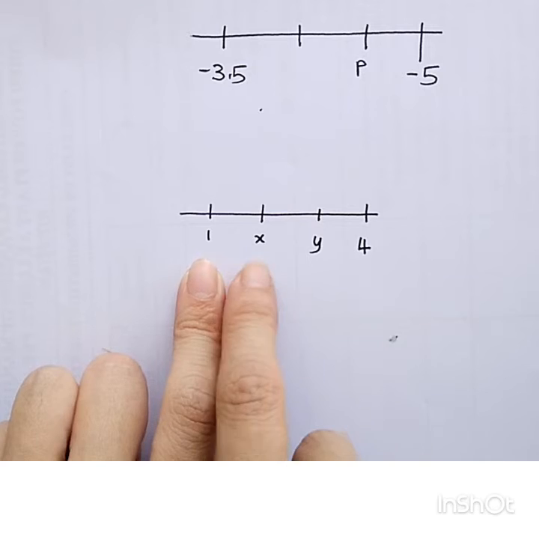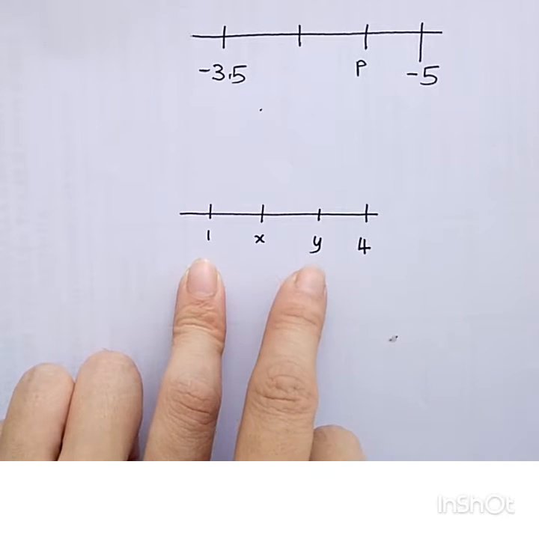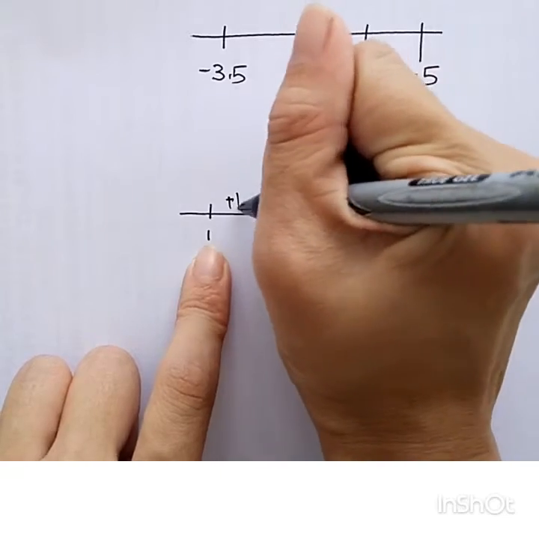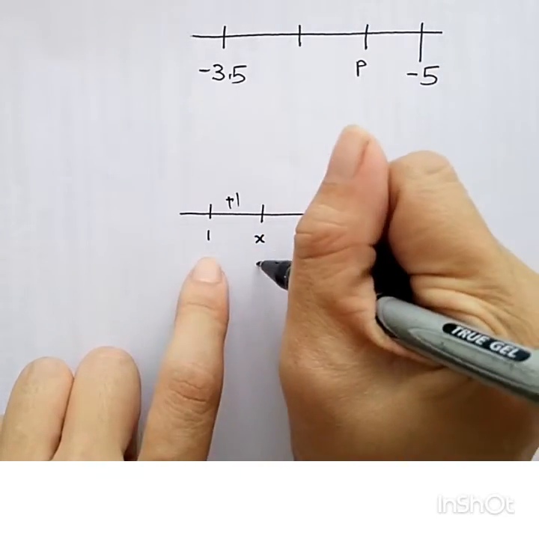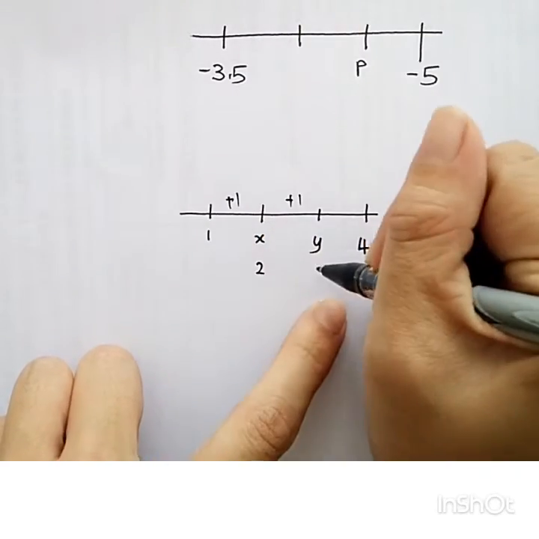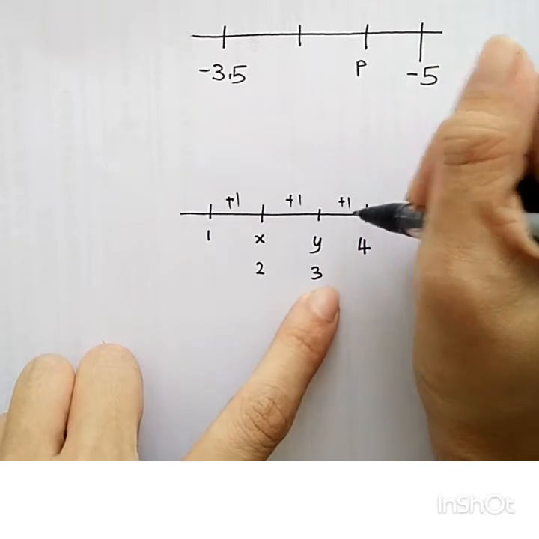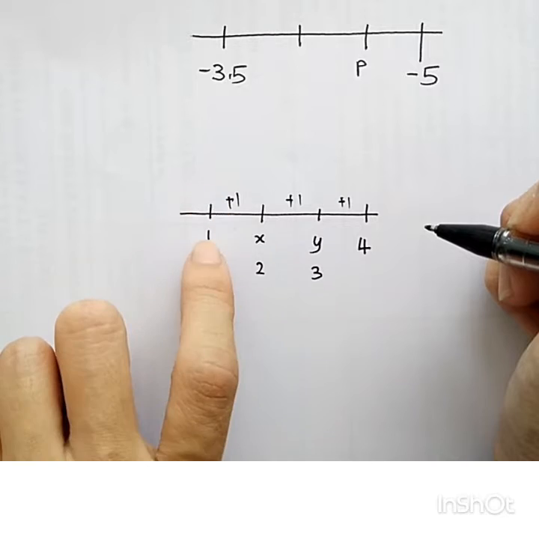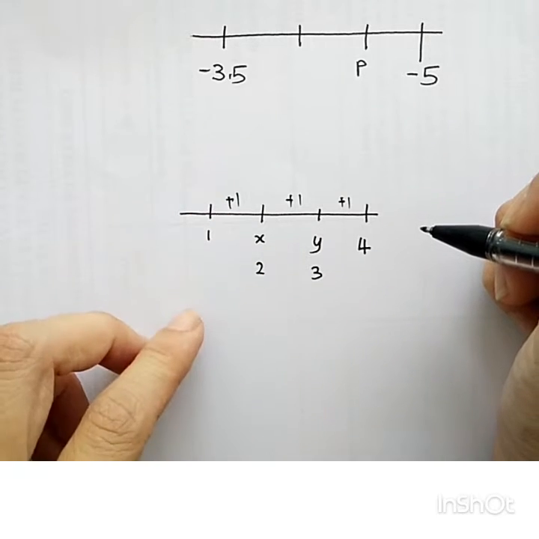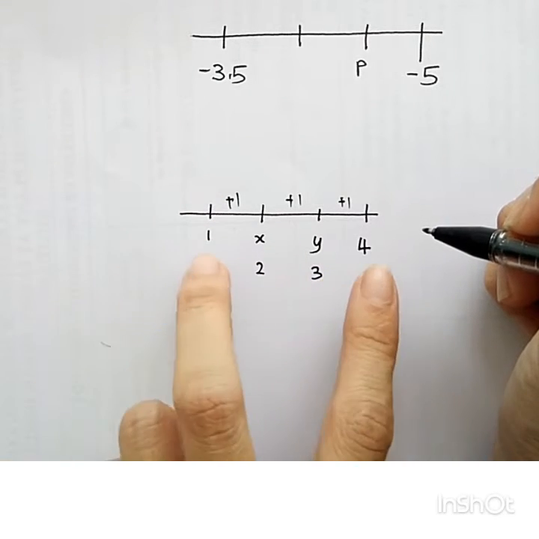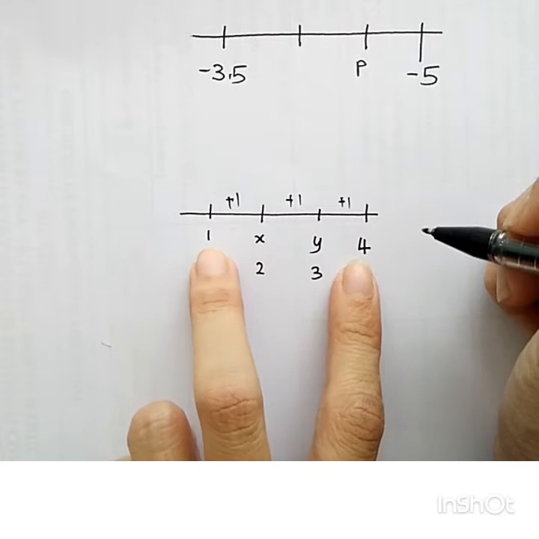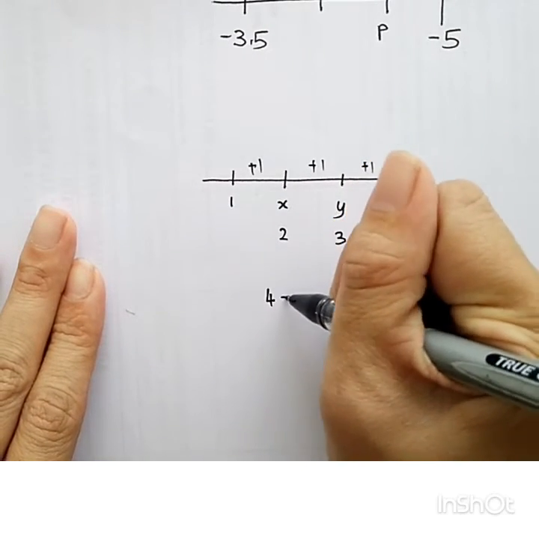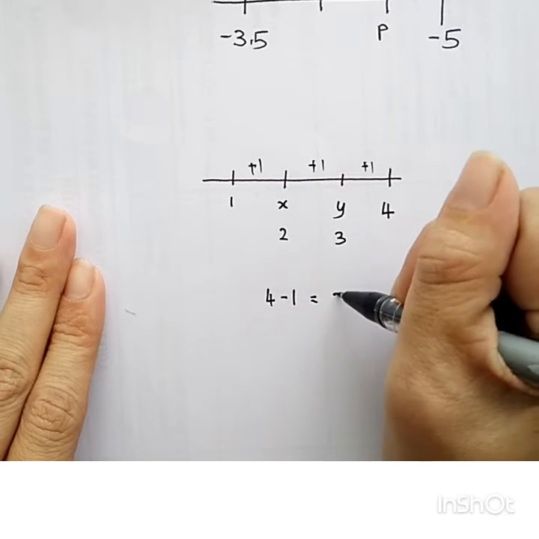From 1, obviously the next will be 2, followed by 3, and then 4. That means 1 plus 1 will get you 2, then 2 plus 1 will get you 3, and 3 plus 1 will get you 4. So how do we find the difference between these two terms? It's very easy. If you want to know the difference between 4 and 1, we use the higher number minus the lowest one, and this will be 3.